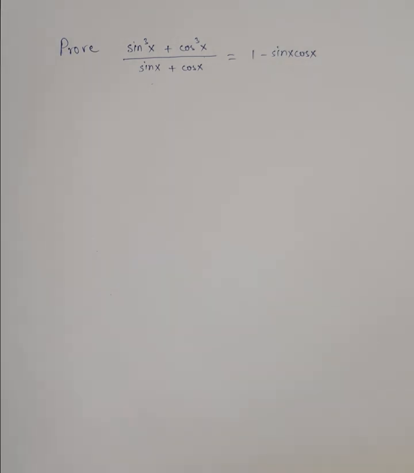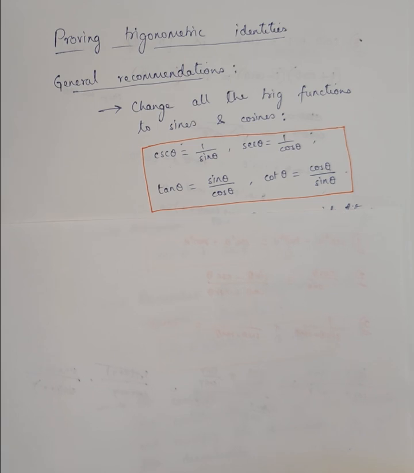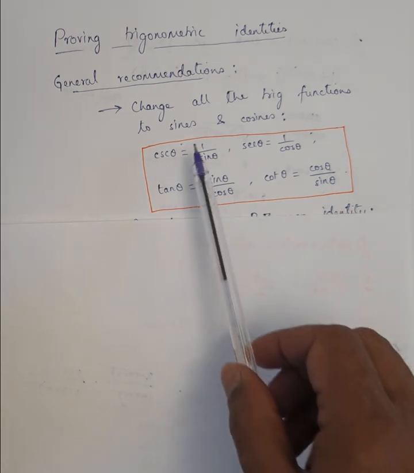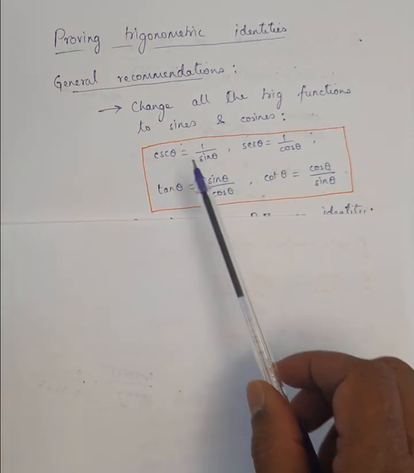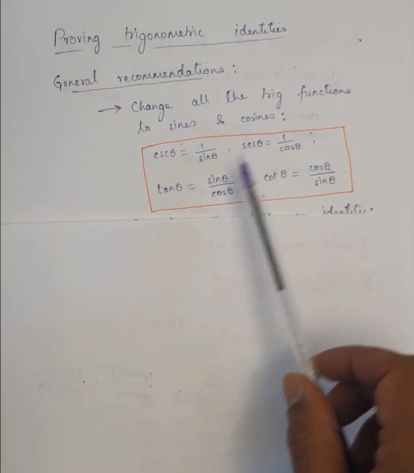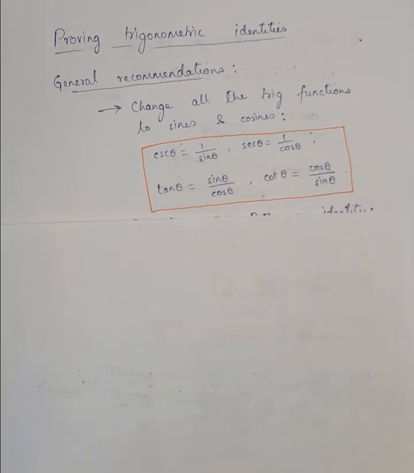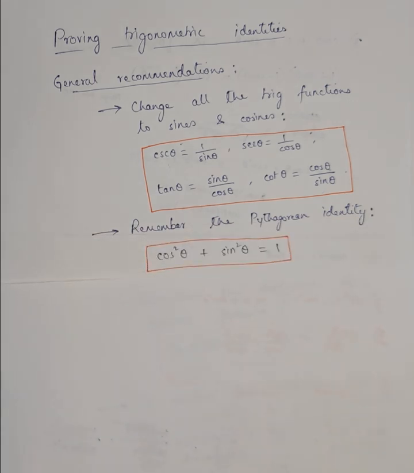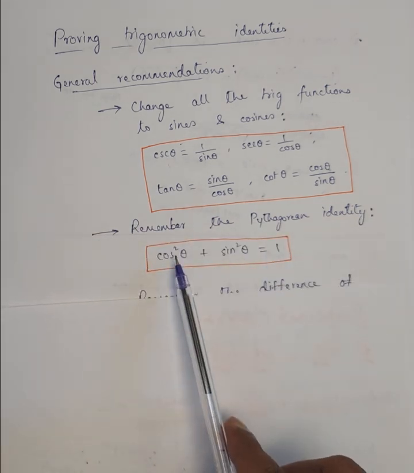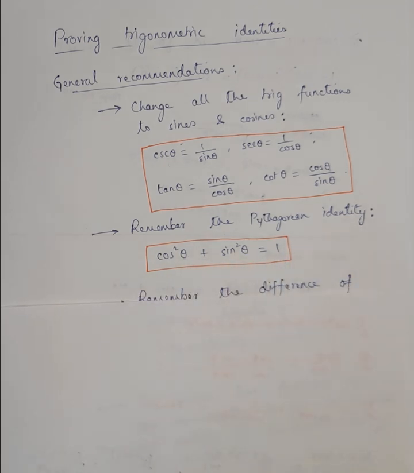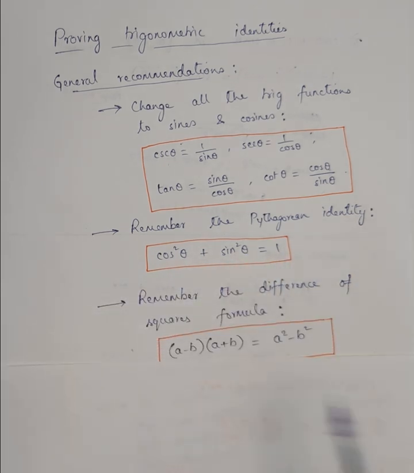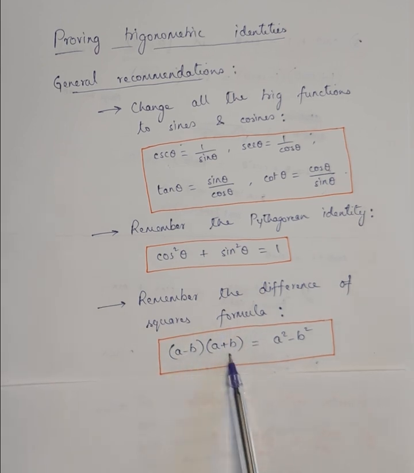Now, in general, what I would recommend for proving any trigonometric identities is to change all the trig functions to sines and cosines. If you see cosecant, secant, tan, and cot, change them to sines and cosines. And then remember the Pythagorean identity, cos square theta plus sine square theta equals 1. And then the difference of squares formula is a minus b, a plus b equals a square minus b square.